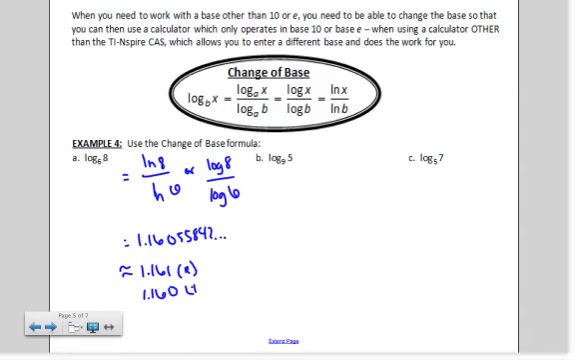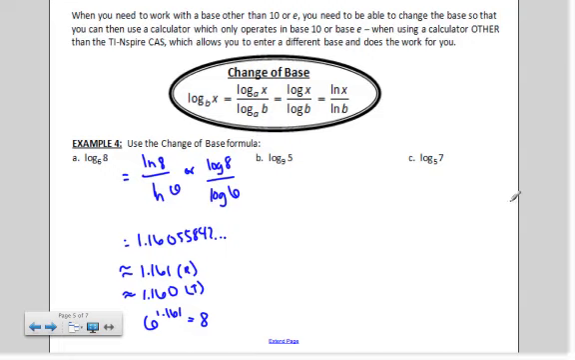Now what this means, guys, is that 6 to the 1.161 is going to be 8. That's what that's telling you. Why? Because a logarithm is an exponent. So this is asking what exponent on the base of 6 would give us the number 8.